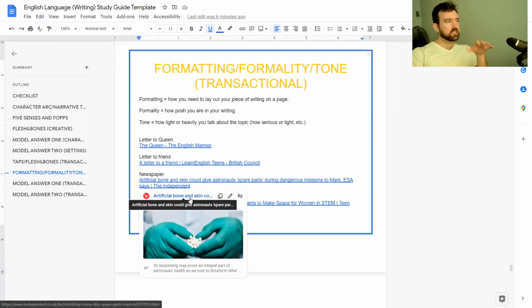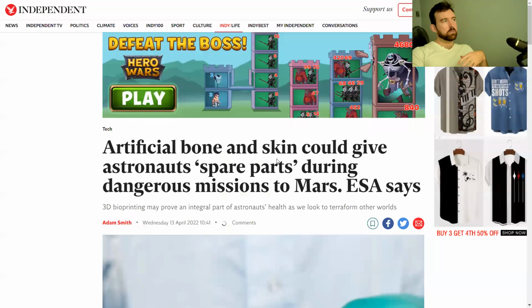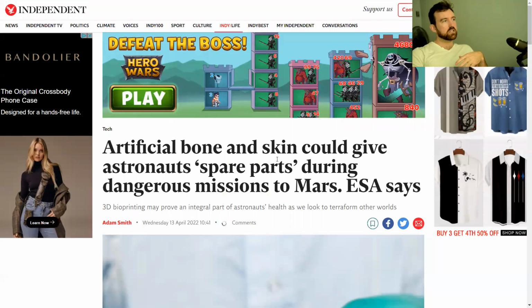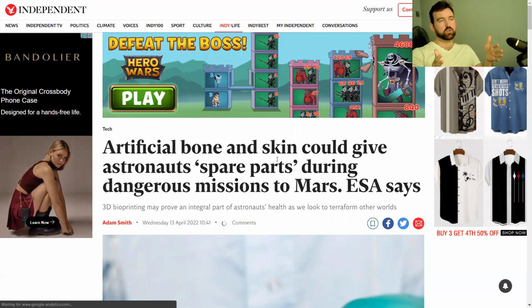Okay, now we're going to get to something a bit more formal, but in a newspaper article. So year 11s particularly pay attention here really well. I tried to keep it neutral with the topic. I think that science is pretty interesting, and a lot of people would say that this is quite neutral topic.